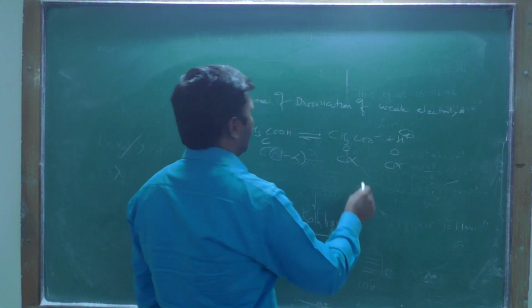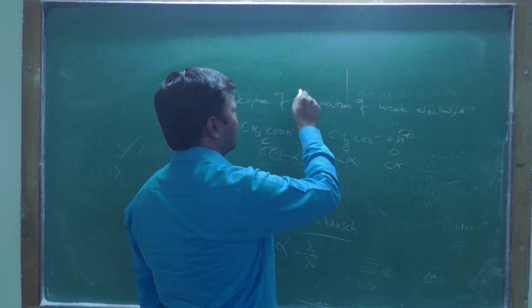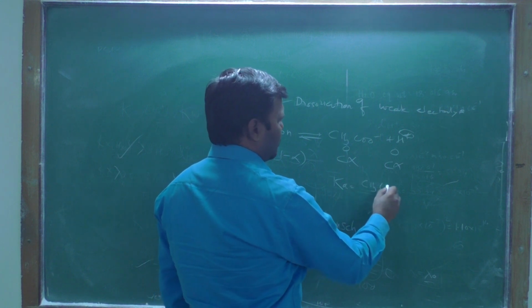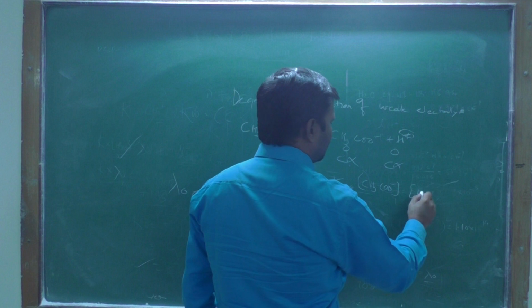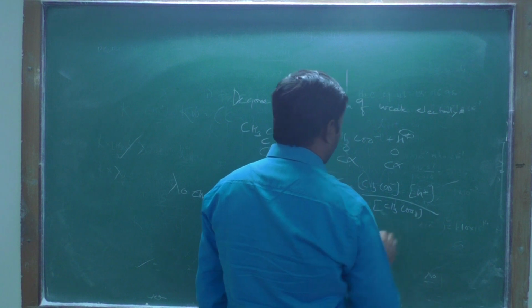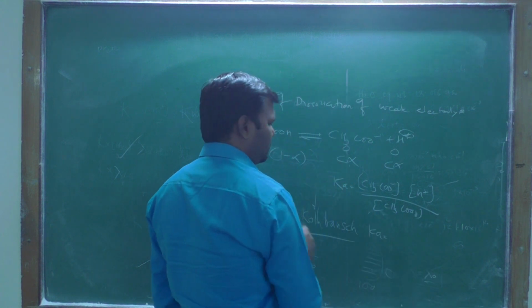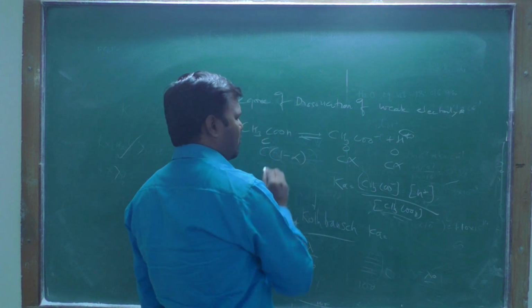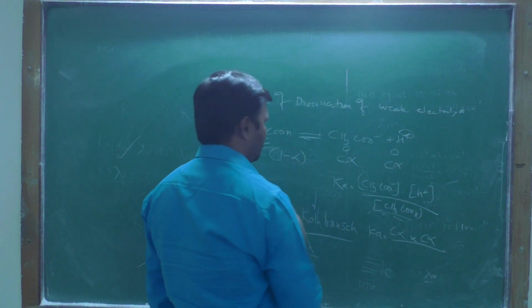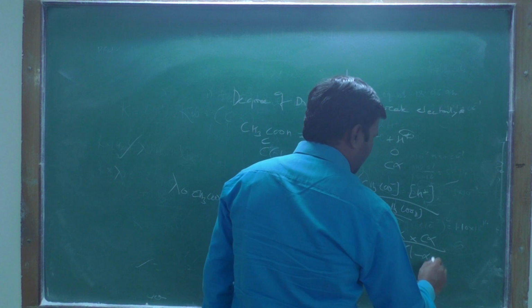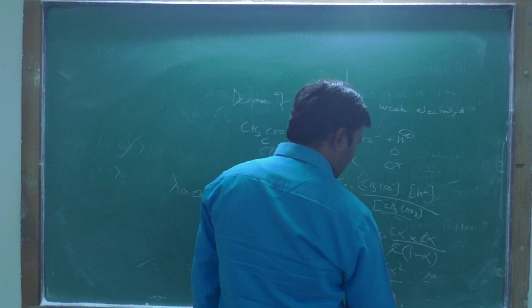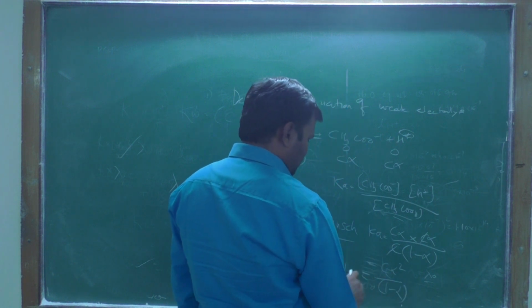Therefore the dissociation constant K is given by the concentration of CH3COO minus times the concentration of H plus ion, upon the concentration of acetic acid, at equilibrium, not initial. That is C alpha times C alpha, upon C(1 minus alpha). Therefore C cancels, and K is equal to C alpha square upon 1 minus alpha. That is the dissociation constant.